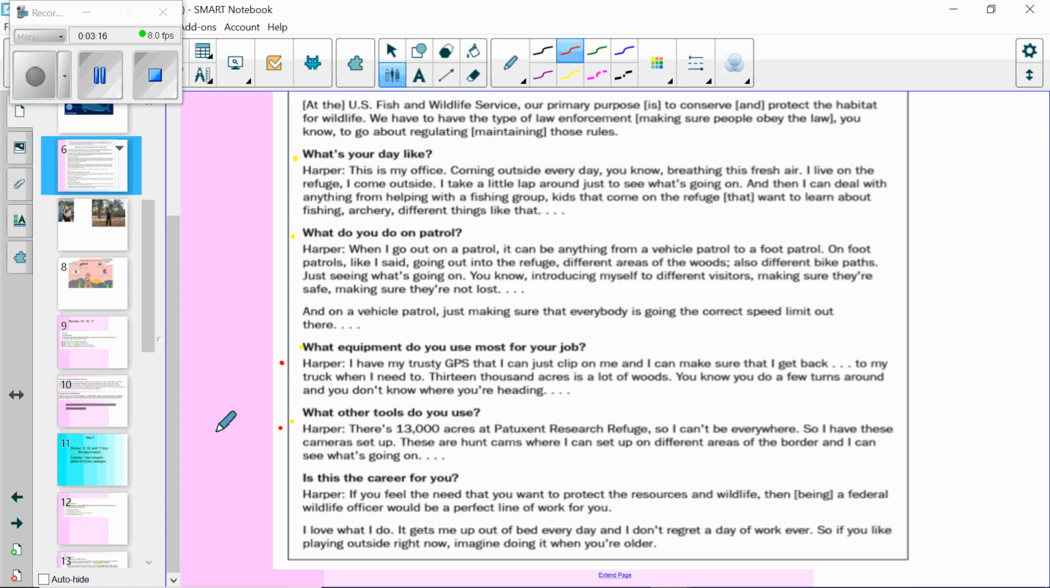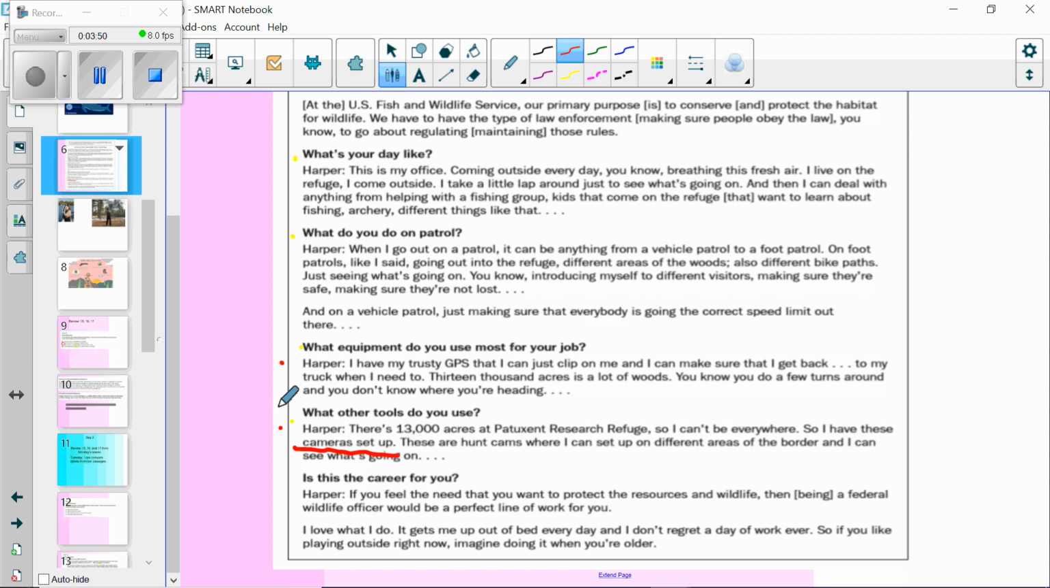I have my trusty GPS that I can clip on me and I can make sure I get back to my truck when I need to. 13,000 acres is a lot of woods. You know how you do a few turnarounds and you don't know where you're heading. The next section says there's 13,000 acres at Patuxent Research Refuge, so I can't be everywhere. So I have to use cameras. So I have these cameras set up. These are hunt cams where I can set up different areas on the border and I can see what's going on. So right here, he's talking about setting up cameras because the land is so large.